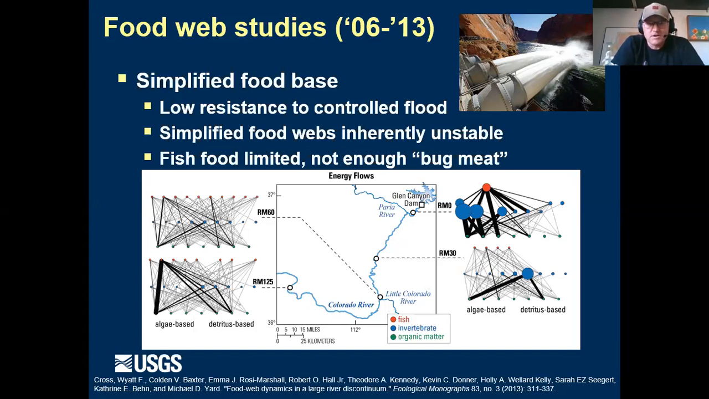And then we also demonstrated with these food web studies that fish populations appeared to be limited by the amount of invertebrate prey available. There did not appear to be enough bug meat to support the fish populations, or the fish populations appeared to be consuming virtually all of the bug meat that was produced on an annual time scale.